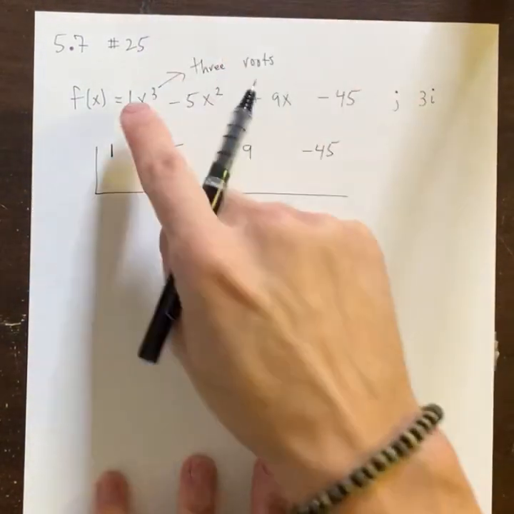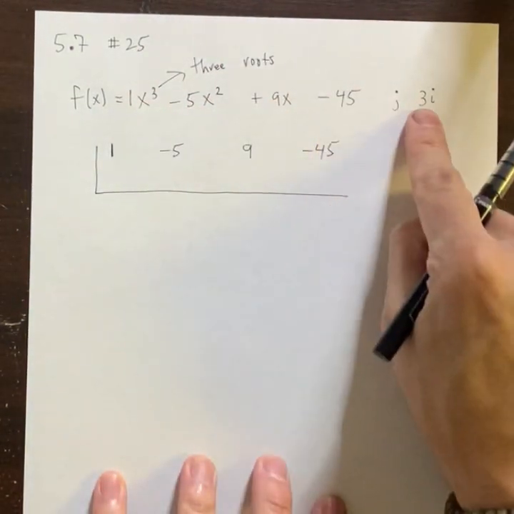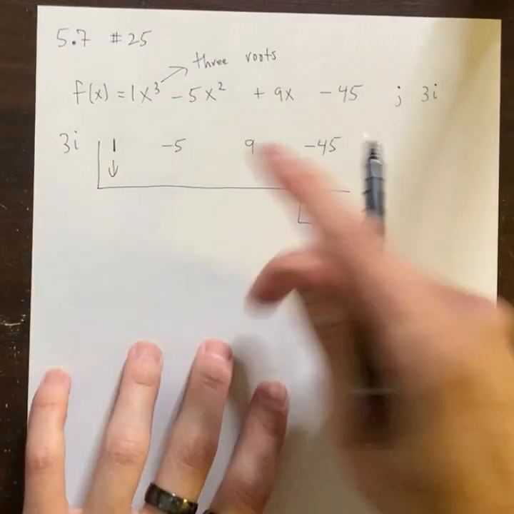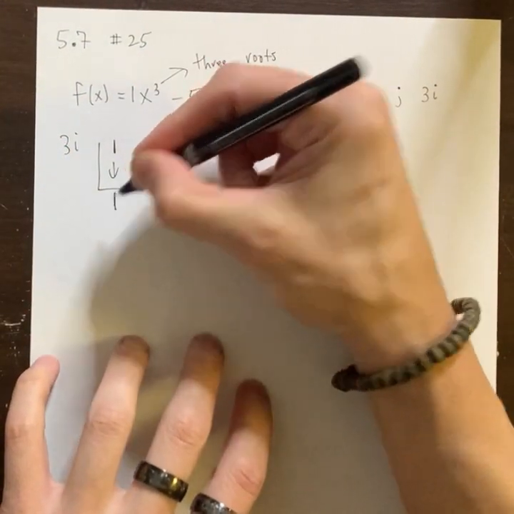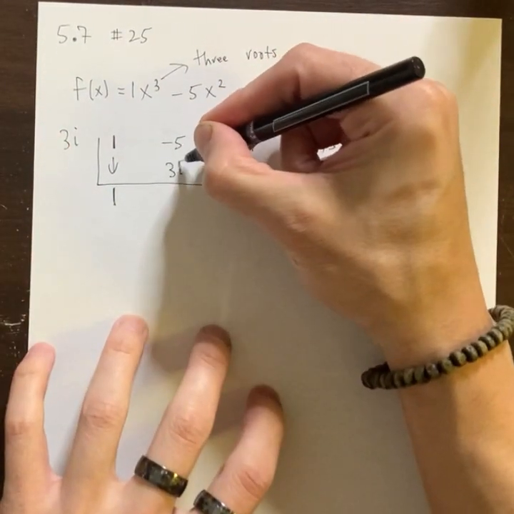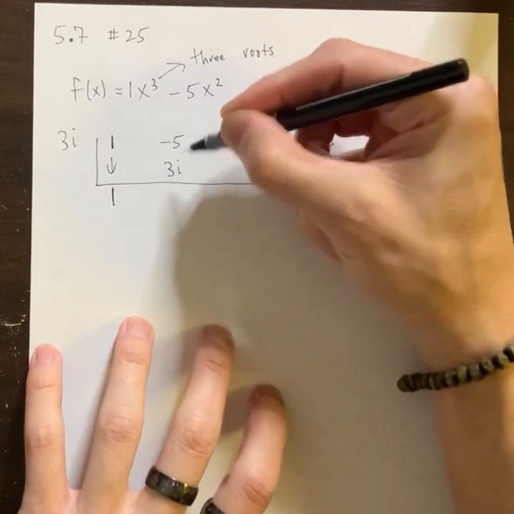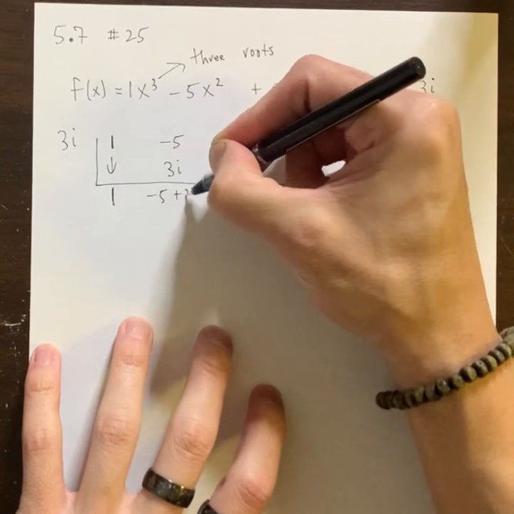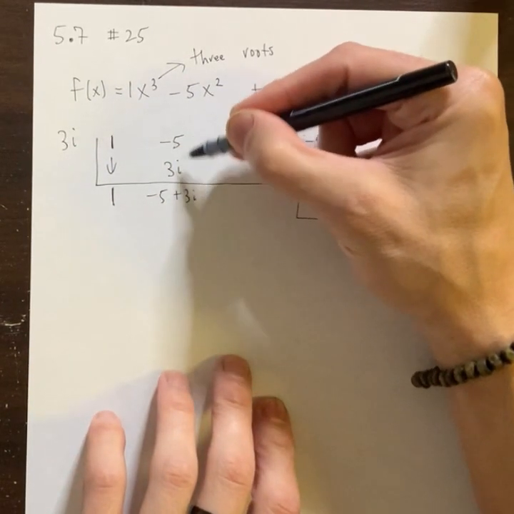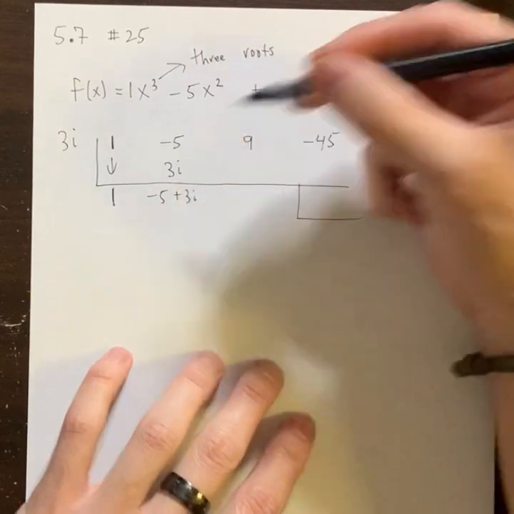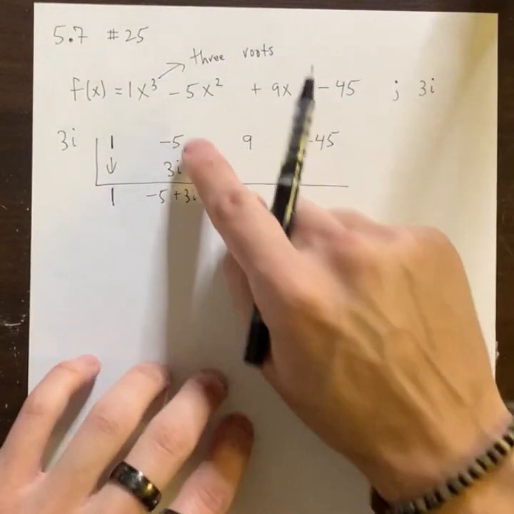So I have all of the coefficients in place, and the given root goes on the outside. Then we drop the first number, and then go 1 times 3i. So 1 times 3i is 3i. Now, when you add these, you can't really turn it into a single number because this number is real and this is not. So it's not going to be 2i or negative 2i or anything like that. It'll just be like this.